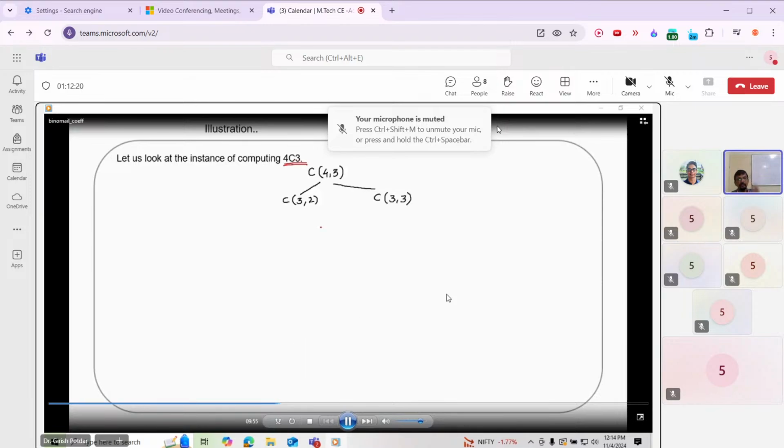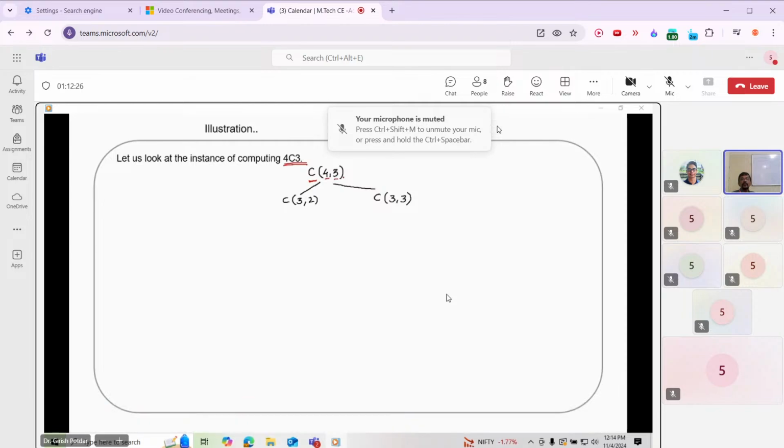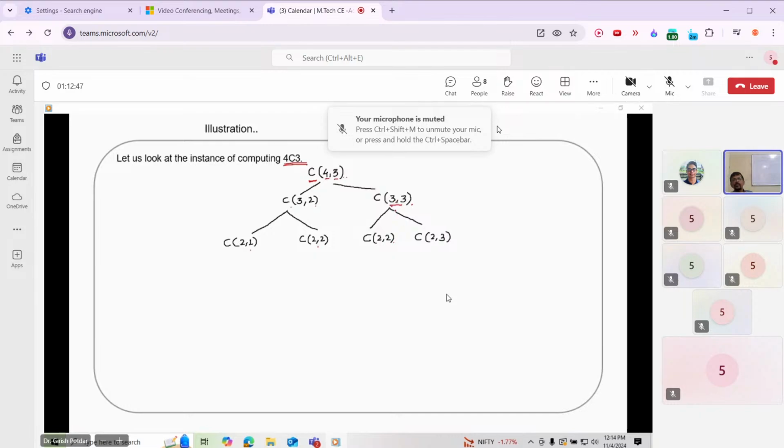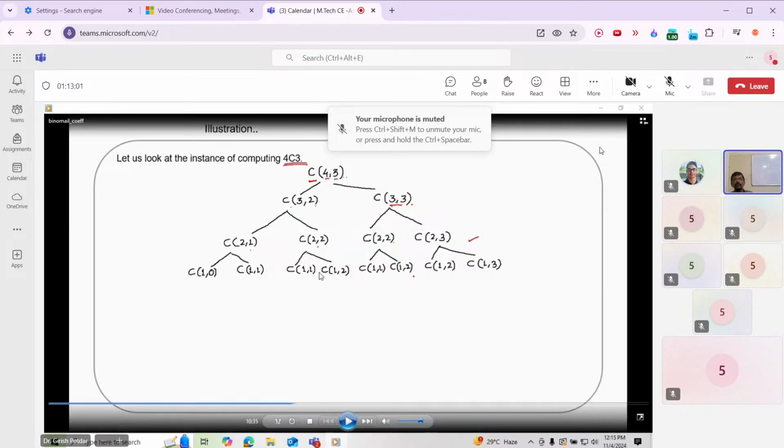Sure. So initially you are trying to find C of 4,3, isn't it? We have written it like this. So it breaks down to C(3,2) and C(3,3), according to that formula, you can just refer back. Then further, C(3,2) will go to C(2,1) and C(2,2). C(3,3) goes to C(2,2) and C(2,3). The next level will become C(1,0), C(1,1), C(1,1), C(1,2), C(1,1), C(1,2). Are you getting how these are coming?